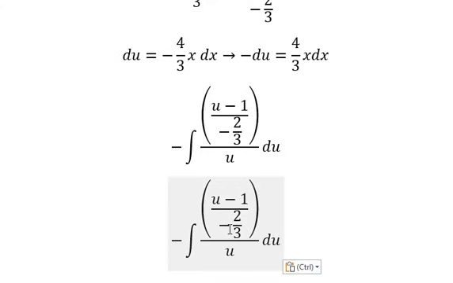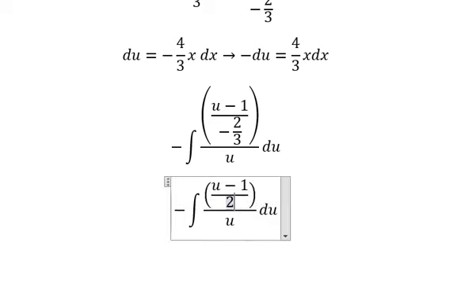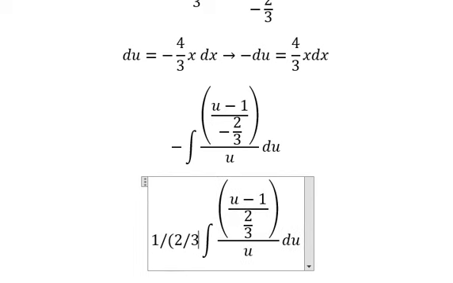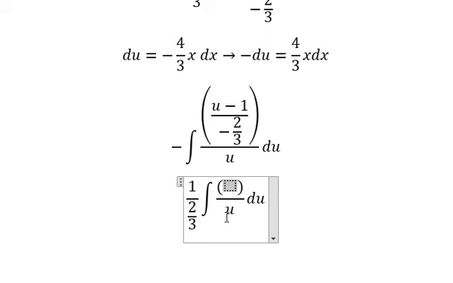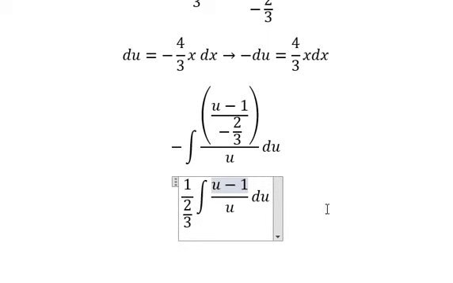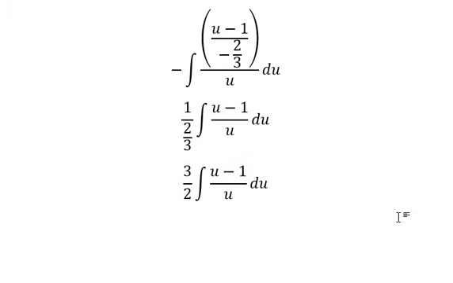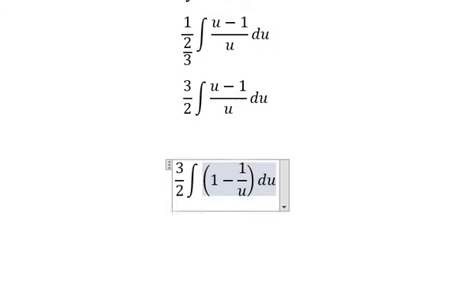So negative with negative we simplify. And then I will put this one go outside. So this one we have 3 over 2. So u divided by u, we have number 1. And now we have the final answer.